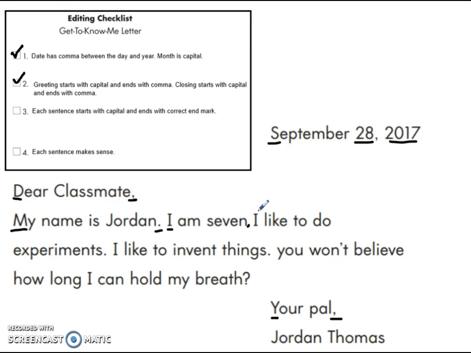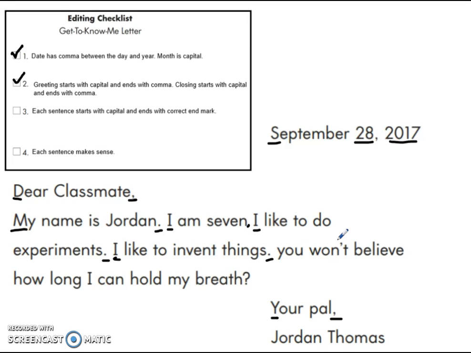Let's look at our next sentence. I like to do experiments. So we started with a capital, and here's our period. Our next sentence, I like to invent things. Started with a capital, and ended with a period.